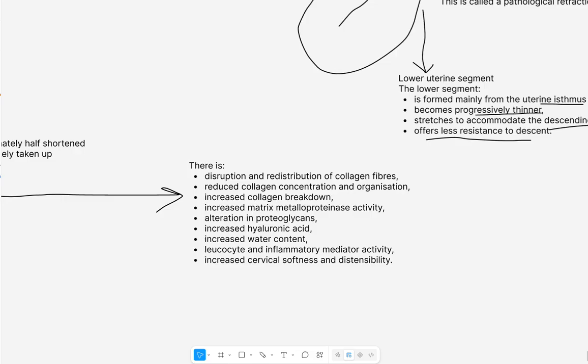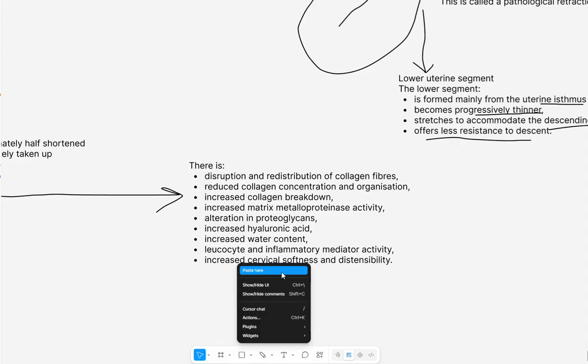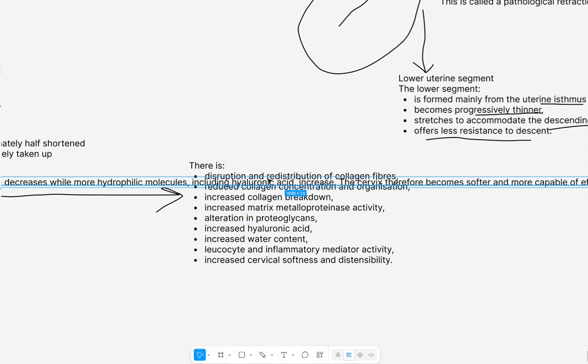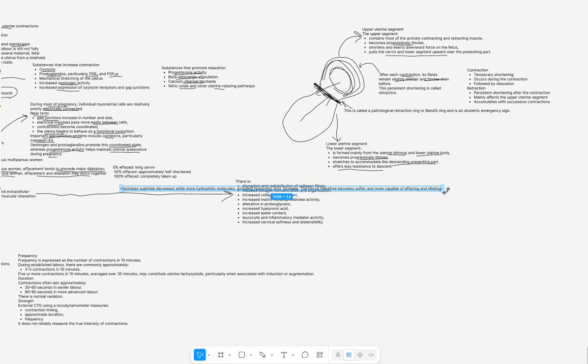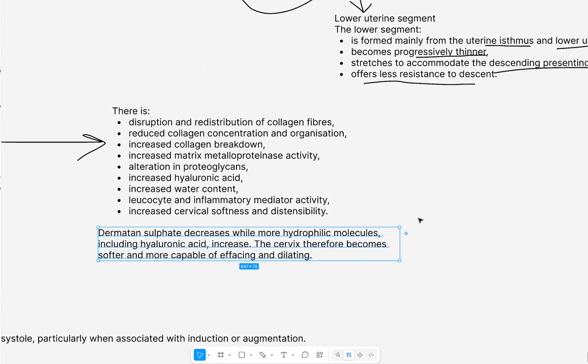Dermatan sulfate decreases while more hydrophilic molecules, including hyaluronic acid, increase. The cervix therefore becomes softer and more capable of effacing and dilating. So remember that dermatan sulfate decreases while more hydrophilic molecules, including hyaluronic acid, increase. The cervix therefore becomes softer and more capable of effacing and dilating.